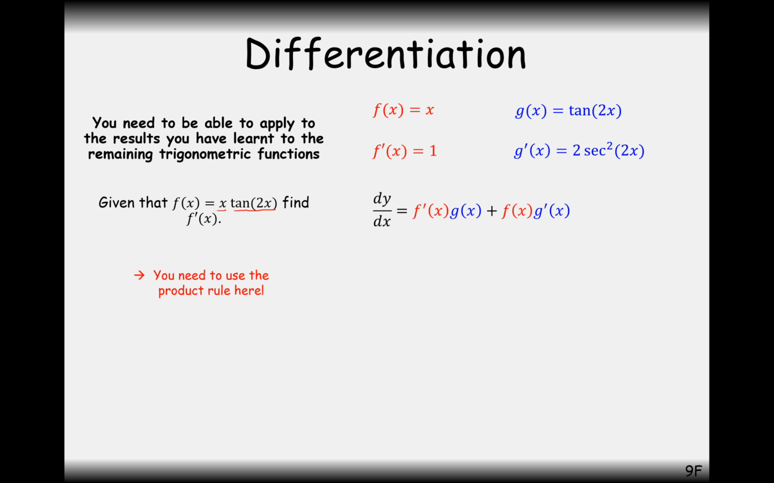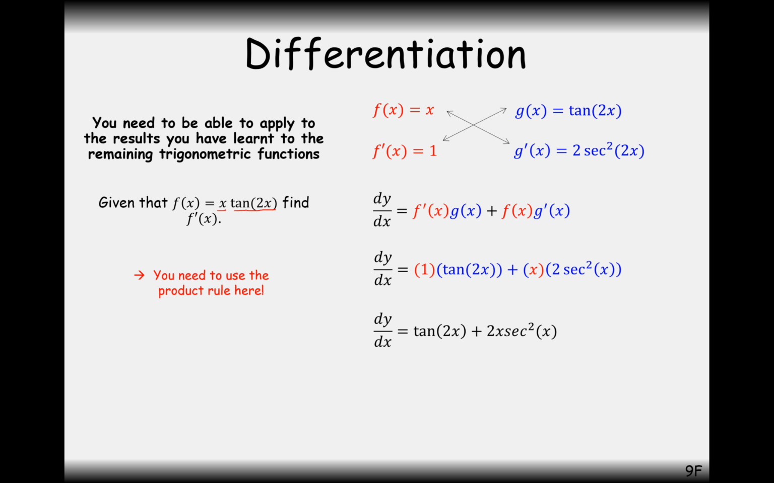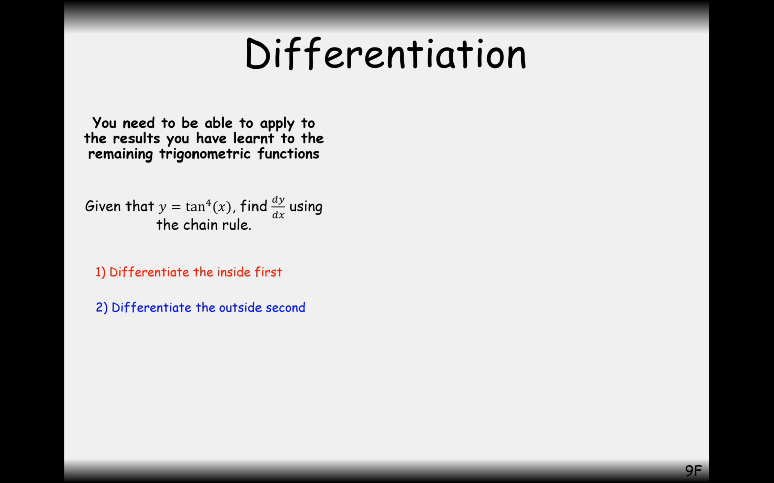And now we need to just put it together using the product rule. So the f function derivative times the g function, and the f function times the derivative of the g function, and we're going to add these 2 results together. So it's going to be 1 times tan 2x and x times 2 sec squared 2x. So your final answer here is going to be tan 2x plus 2x sec squared 2x. So there we are, that's this question, fairly straightforward.